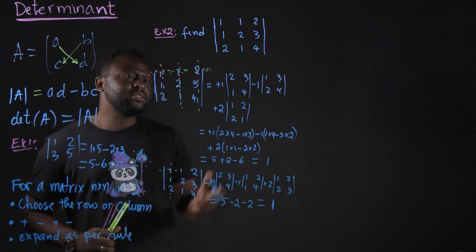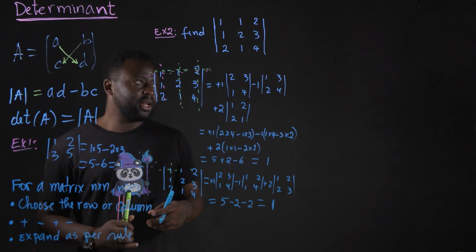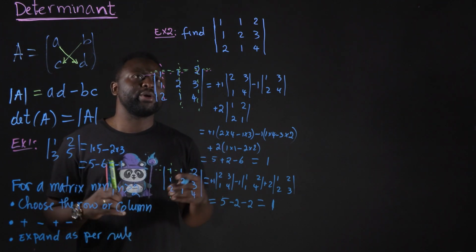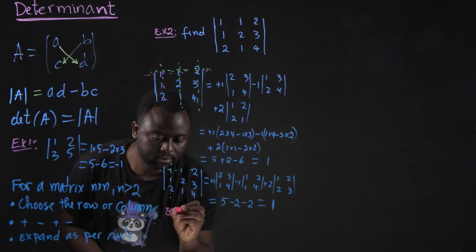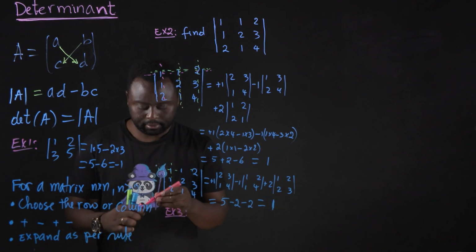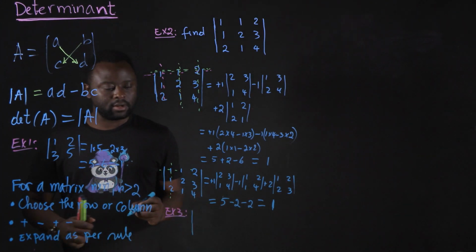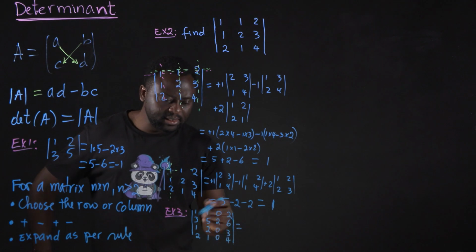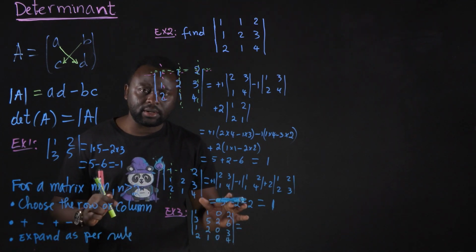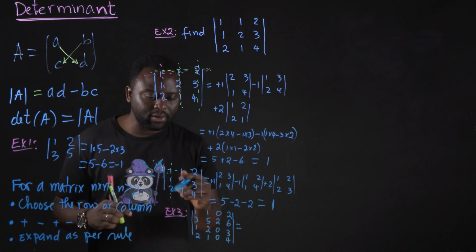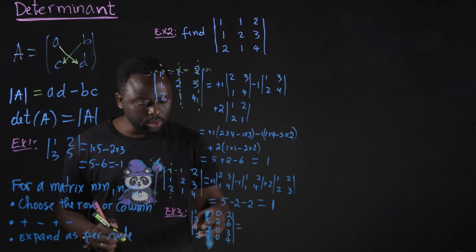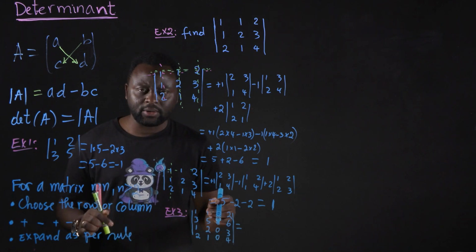Now, let's look at another matrix here. Let's take a case of a 4 by 4 matrix. Third example, example 3. Let's find the determinant of the following matrix. So, as I say, the expansion doesn't matter. I mean, the column or the row that you choose to do the expansion doesn't matter, okay?